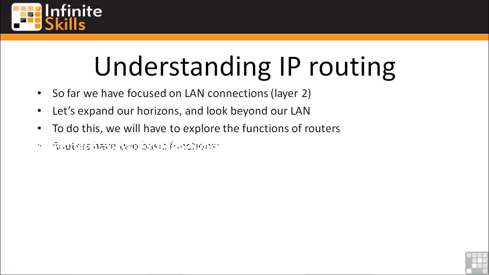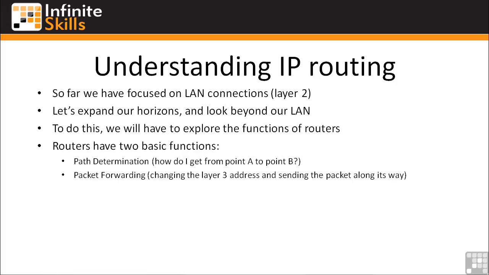Now, when it comes down to it, routers have two basic functions. Number one is path determination. Basically, how do I get from point A to point B? The other is packet forwarding. Once I've determined how to get from point A to point B, how do I change the layer 3 address and change the encapsulation and send the packet along its way?